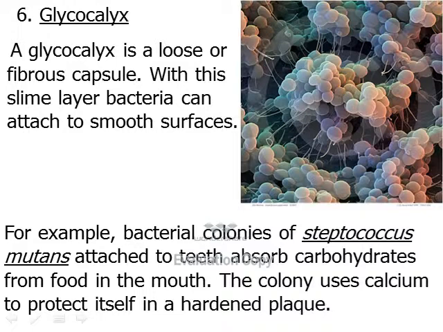It attaches to smooth surfaces. A good example is Streptococcus mutans. Every night, it loves to feed in our mouths as it attaches to our teeth. It's going to consume anything in our mouth that's carbohydrate based, and it's going to excrete its waste products, and that's the substance that's going to erode our enamel, and that's why we wake up with that terrible breath in the morning, and that's why we want to brush our teeth really thoroughly before we go to bed. They also use calcium from our saliva to protect themselves with this hardened plaque.